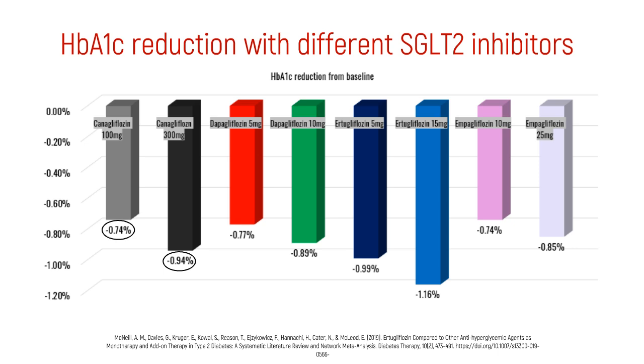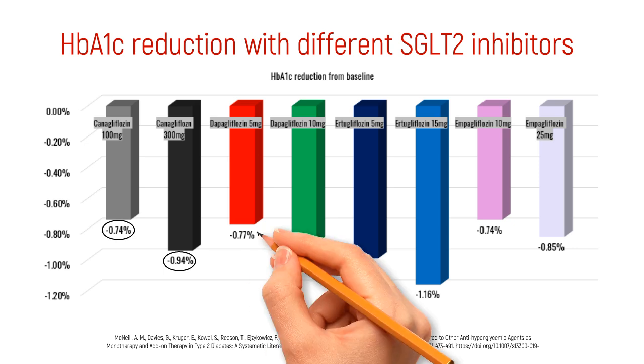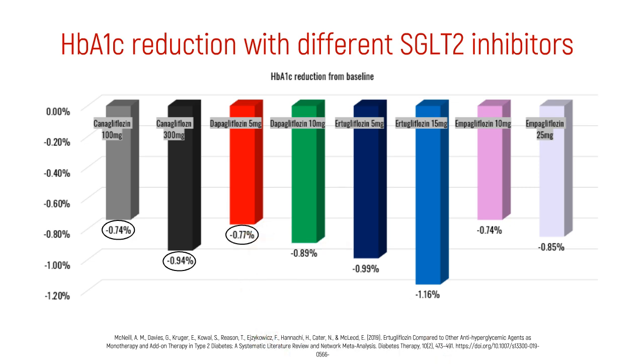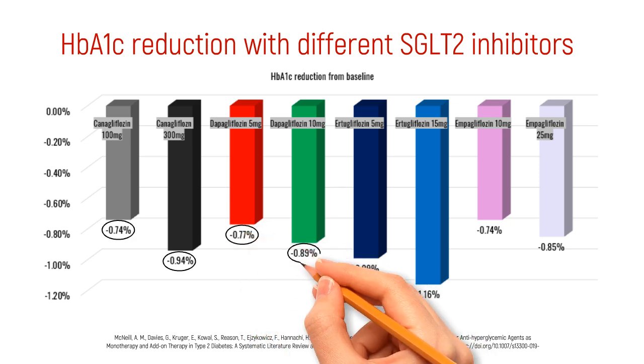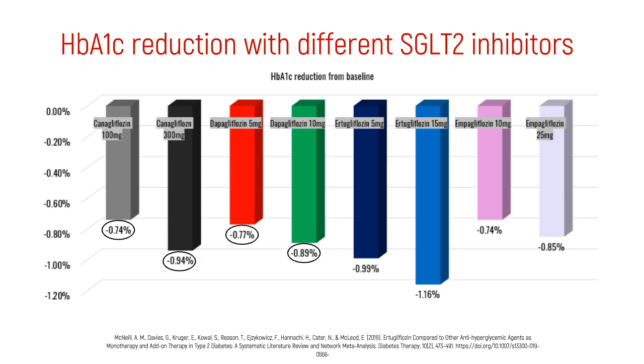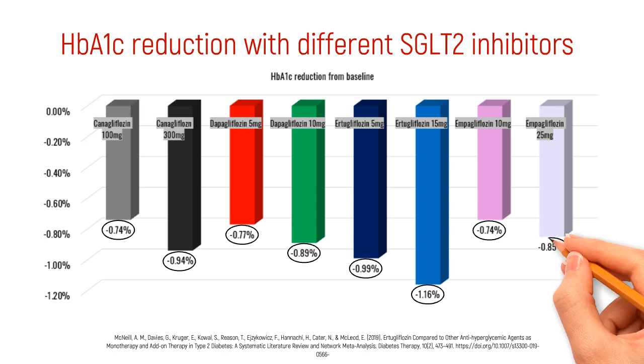Similarly, dapagliflozin also shows improved efficacy with the higher doses. The 5 mg dose reduced HbA1c by 0.77%, while the 10 mg dose achieves a slightly better reduction of 0.89%. Ertugliflozin stands out with the greatest effect on the HbA1c reduction. The 5 mg dose results in a 0.99% reduction, and the 15 mg dose delivers the highest reduction among the group, lowering the HbA1c by 1.16%. Lastly, empagliflozin shows a similar pattern, with the 10 mg dose reducing HbA1c by 0.74% and the 25 mg showing the slightly greater reduction of 0.85%.